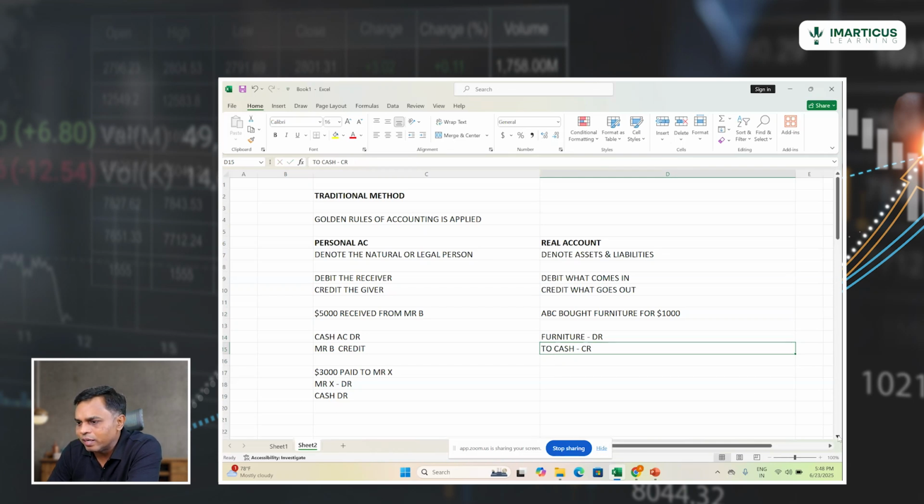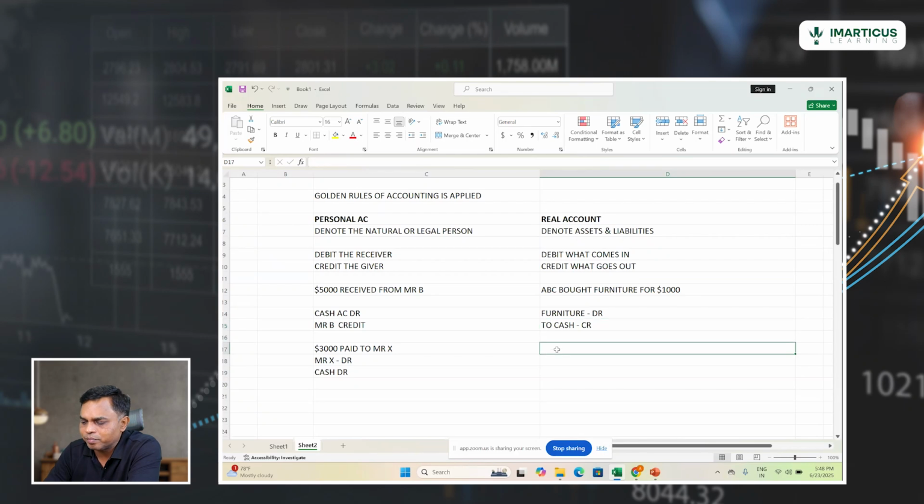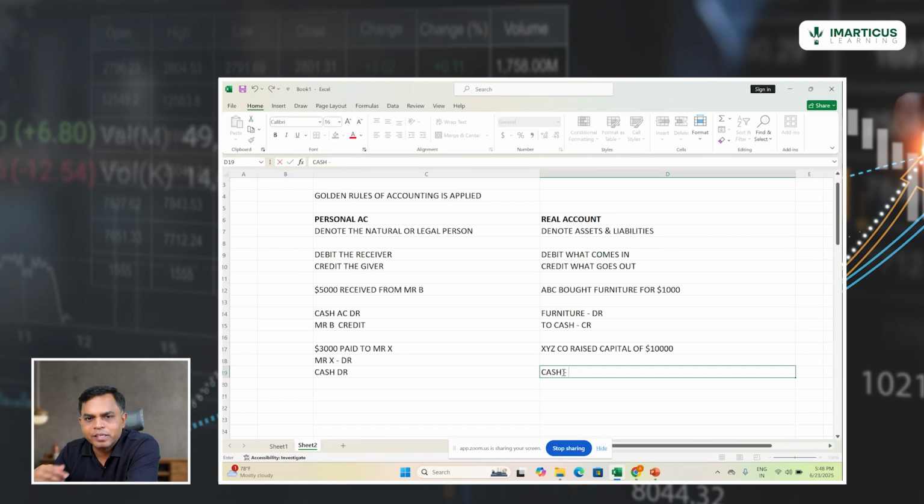Now let's look at another example. Let's say XYZ company raised a capital of $10,000. Now let's say this is the entry. Now if you look at this, when the company raises capital, cash comes in. Cash is considered to be the real asset. So here, asset debit what comes in. So cash is coming in.